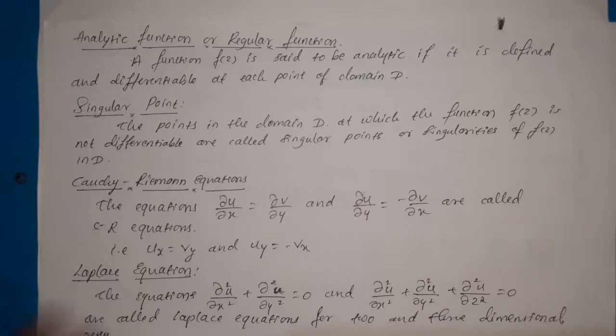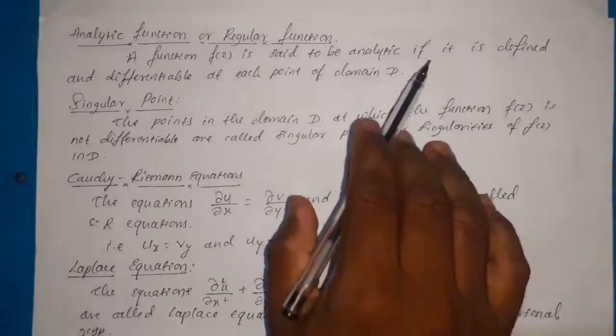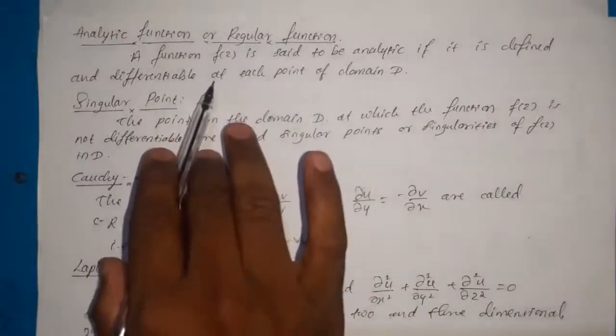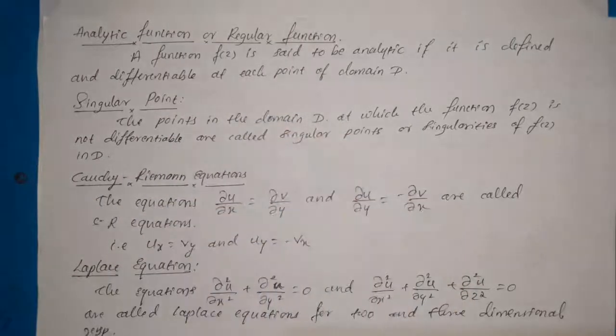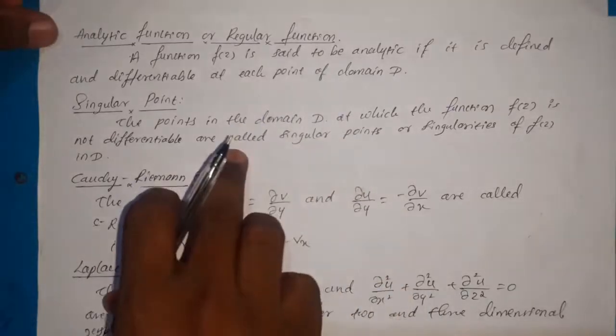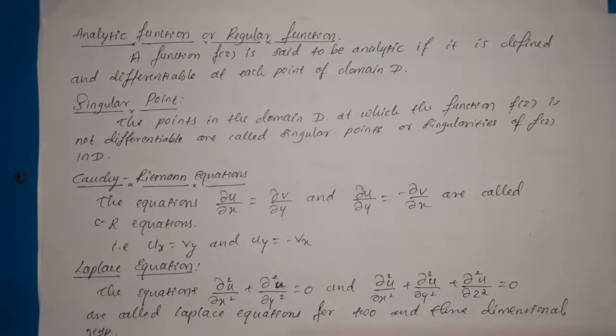A function f of z is said to be analytic if it is defined and differentiable at each point of the domain D. Here the function has to possess two properties. One is domain and codomain. Domain means the input points, and codomain means the output part, which will contain the images of the function f of z.